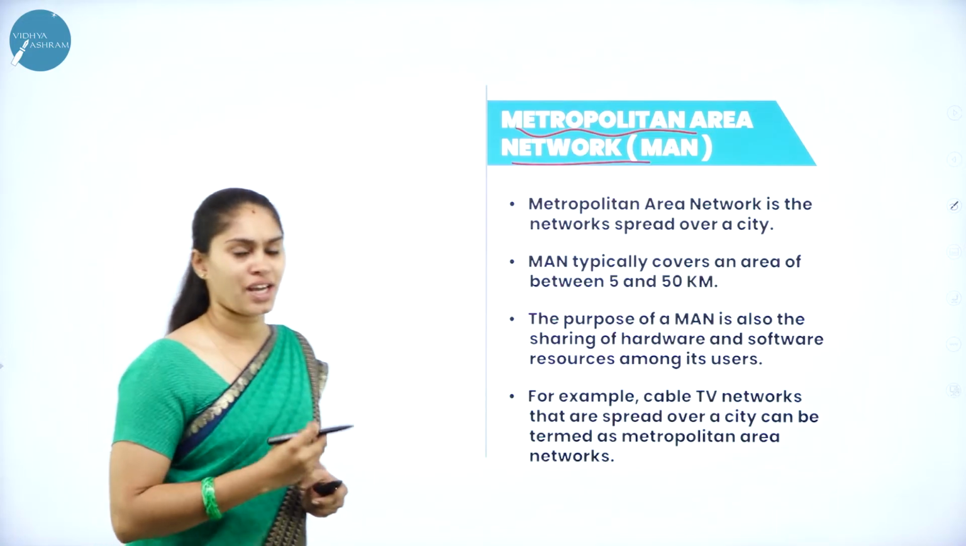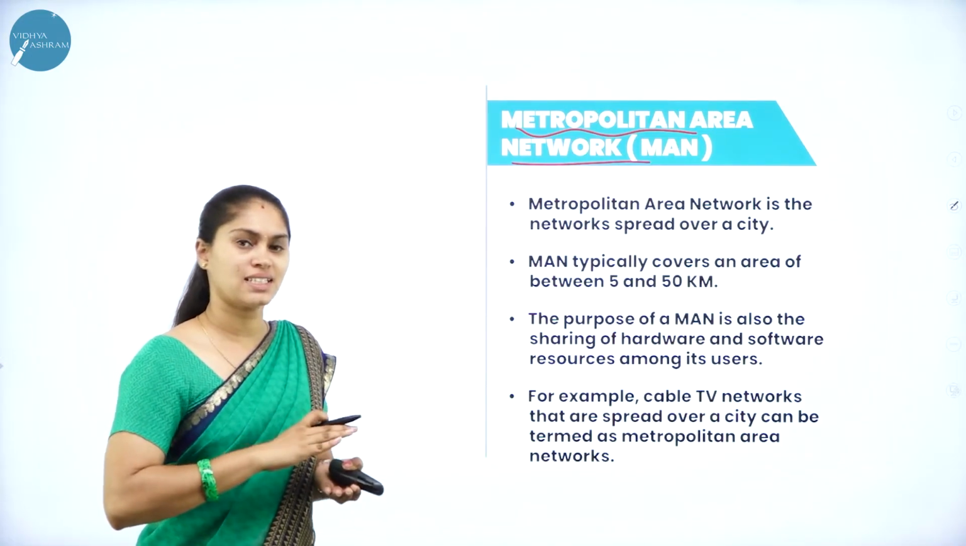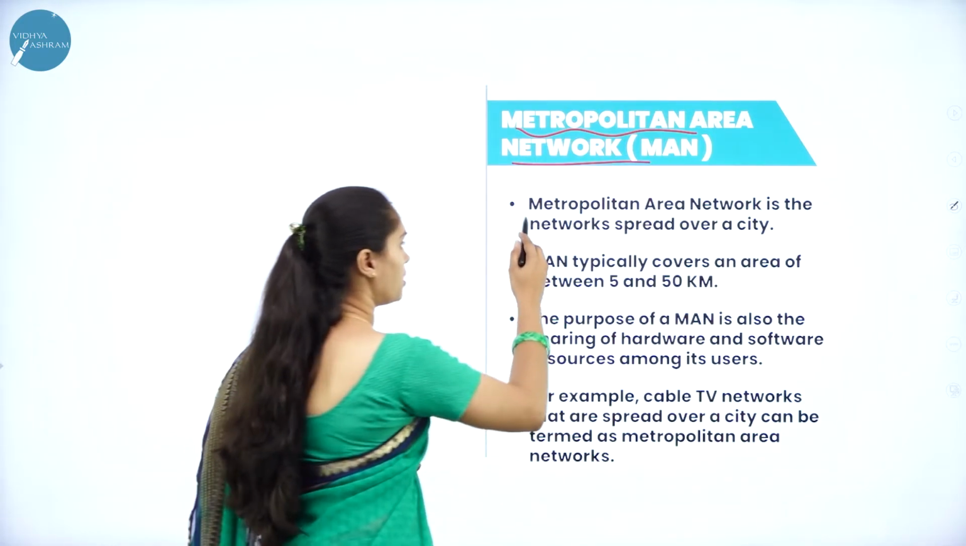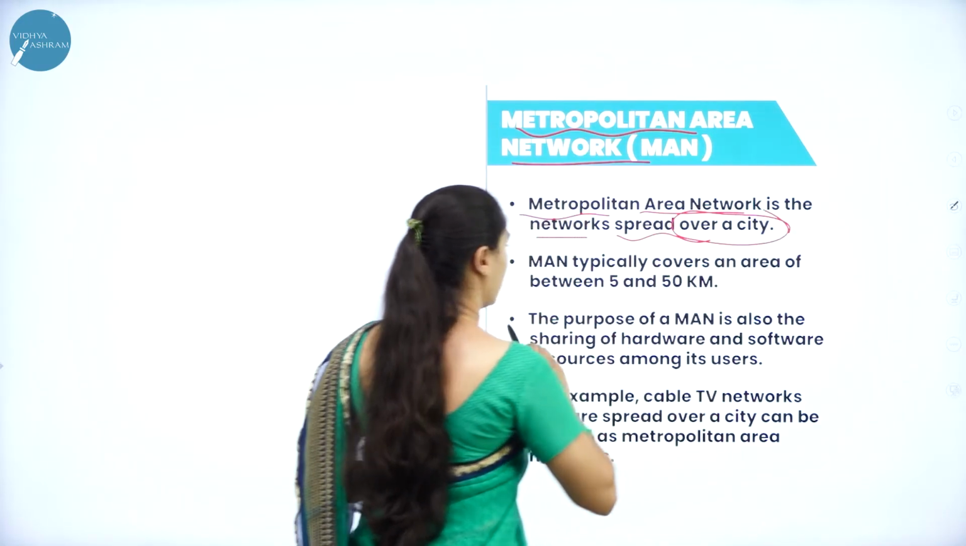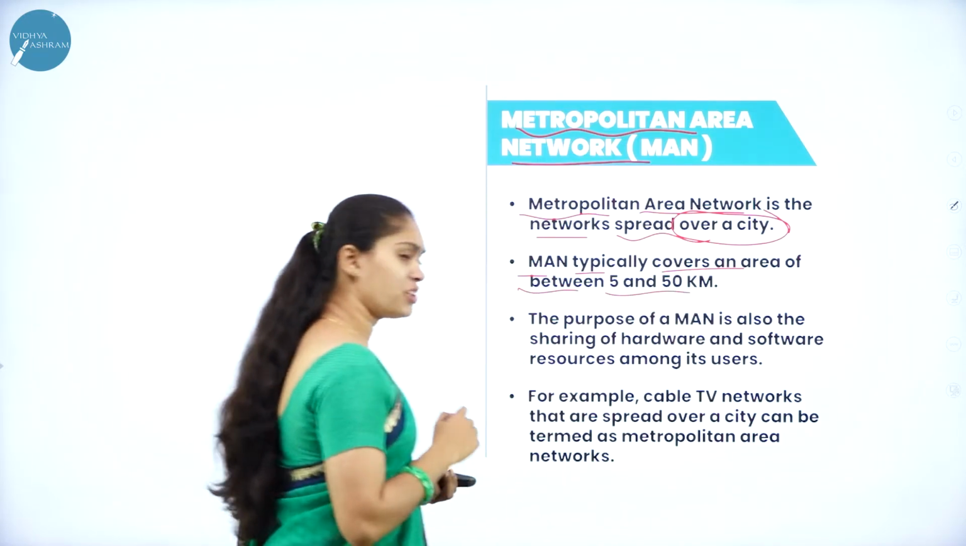When the sharing of a resource is happening within a particular city, it is larger than the LAN. That metropolitan area network is the network which is spread over a city. This MAN typically covers an area of between 5 to 50 kilometers.